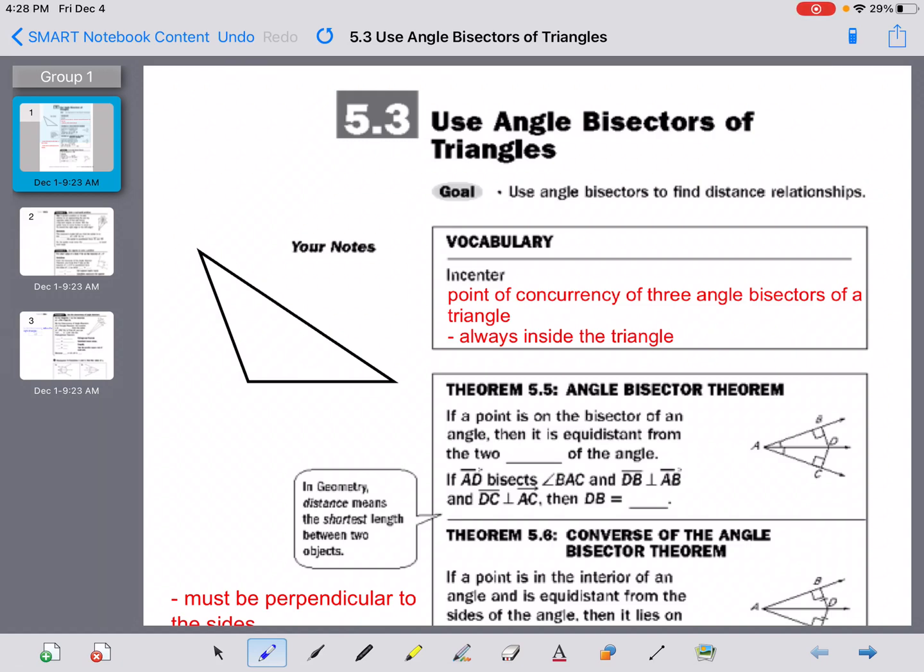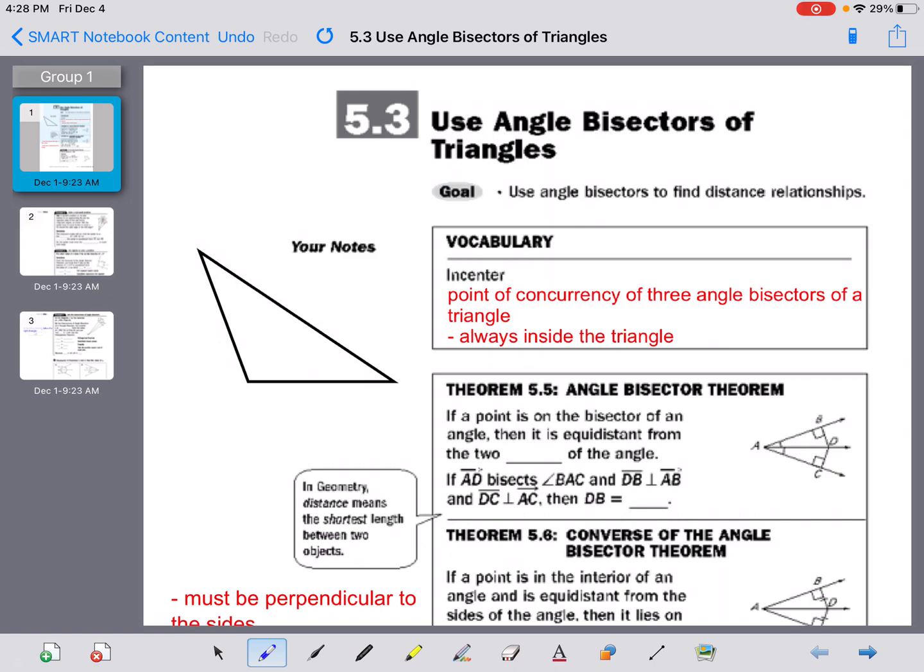Geometry students, we have 5.3 using angle bisectors of a triangle. And once again this week, I'm hoping that you watch the short video first of me folding the triangle up to find angle bisectors and drawing those angle bisectors and looking to see that they all would meet, okay?